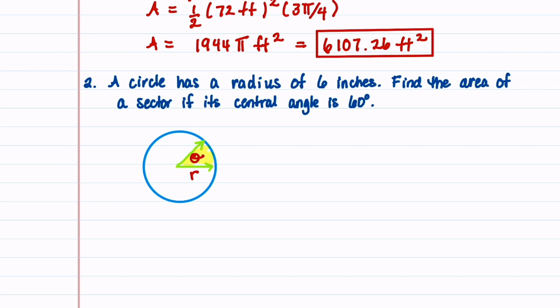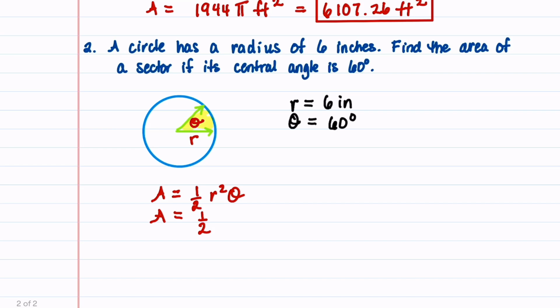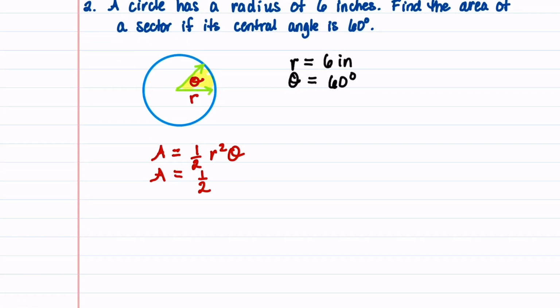We'll begin by writing down what we have been given. So we have a radius of 6 inches, and we have an angle theta of 60 degrees. And we will have to convert that to radians in a few minutes. So we'll start our calculation again by writing down our formula. A is 1/2 r squared theta. And now we can plug in our values. So we have 1/2. Our r is 6 inches. And we square that. And then our theta is 60 degrees.